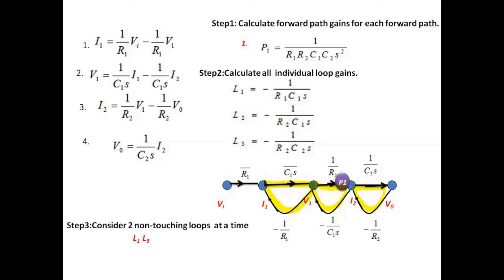Step 3. Consider two non-touching loops at a time. So here it is very clear that L1 and L3 are not sharing a common node. Hence, we have identified one combination of two non-touching loops. That is nothing but L1 and L3. And in the next steps also, we are not finding any 3 non-touching or 4 non-touching loops, so you can make it as nil.